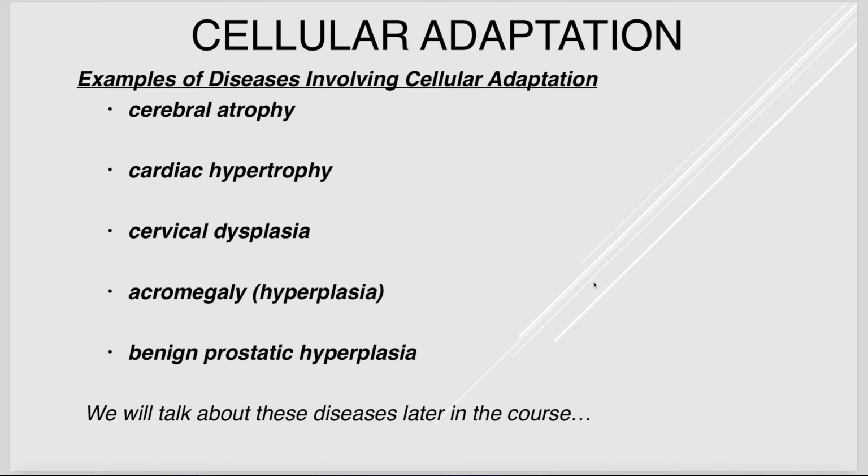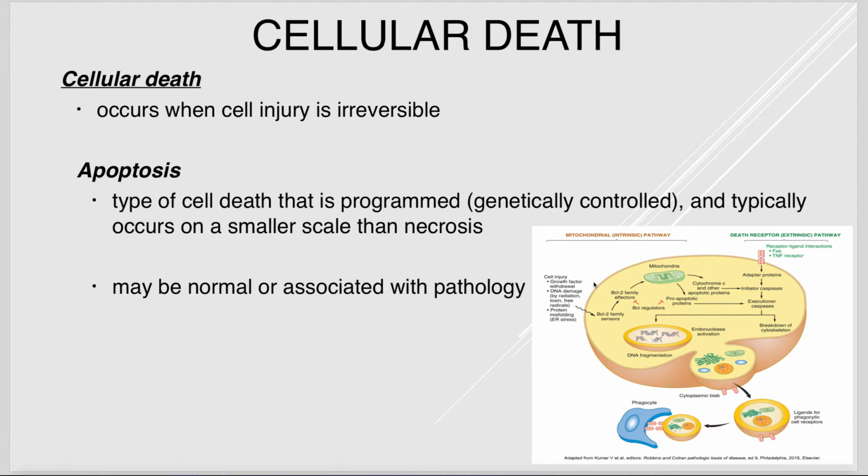And these are examples of diseases that involve cellular adaptation. There's many, many more. I mean, most diseases are going to have some form of adaptation, but we're going to talk about these later in the course. So let's talk about cell death. Again, this is when cell injury is irreversible. And we're going to talk about apoptosis and necrosis.